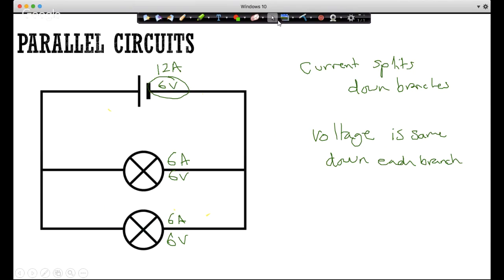Now this type of circuit is not described as an all or nothing circuit. If a bulb breaks, the other one will keep working. So if that stops working, all of the current will then come down here. We would have 12 amps down here, and that bulb would stay lit just as bright, and it would keep working.